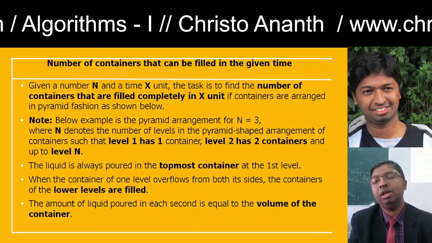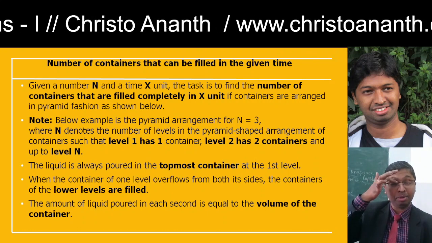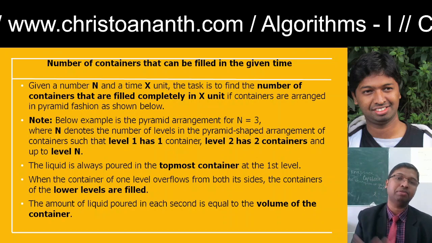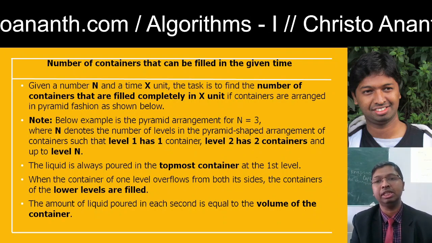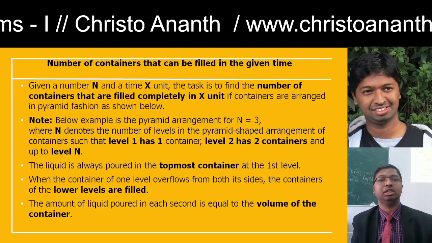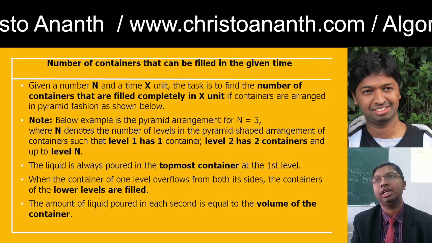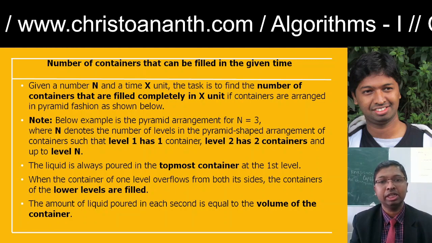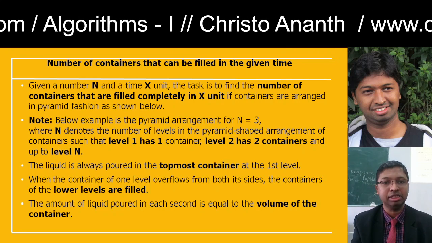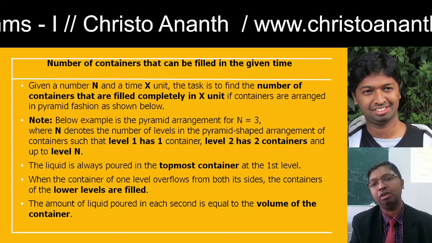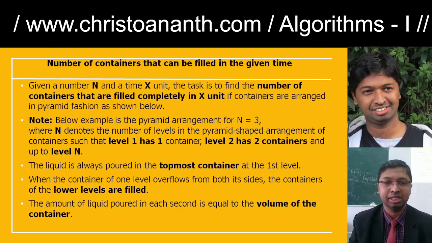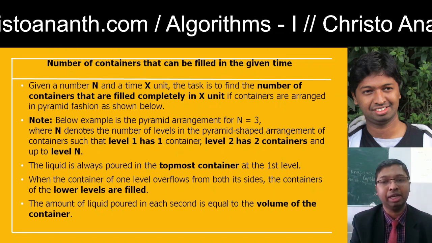So here we will have a number n and a time, which is x units. The task is to find the number of containers that are completely filled in x units if the containers are arranged in a pyramid fashion. Here we will have a pyramid arrangement, for example n equal to 3. Here n denotes the number of levels in the pyramid arrangement of the containers, which has one container at level 1, level 2 has 2 containers, level 3 has 3 containers, up to level n, which has n containers.